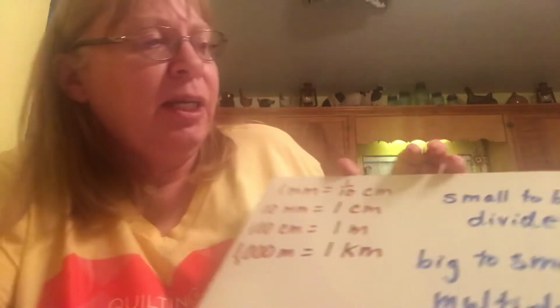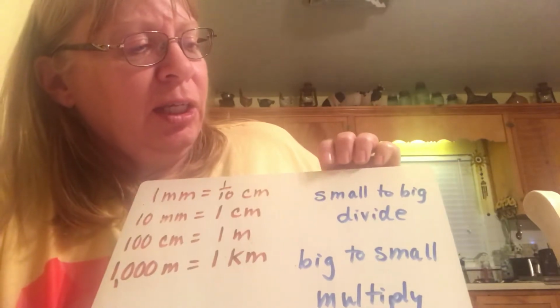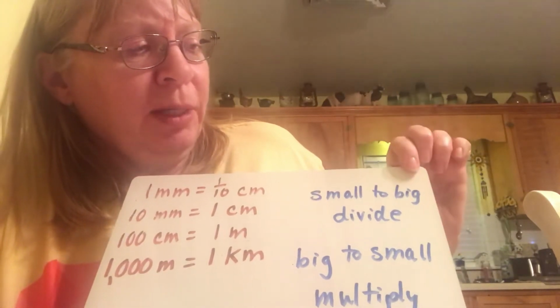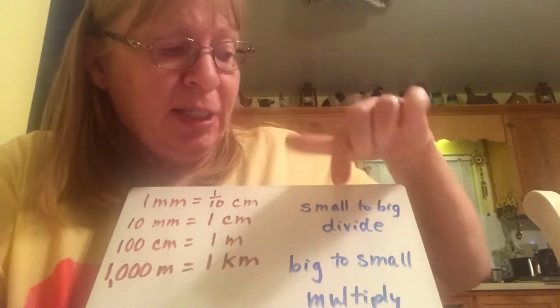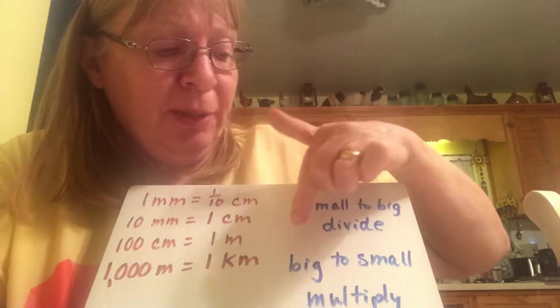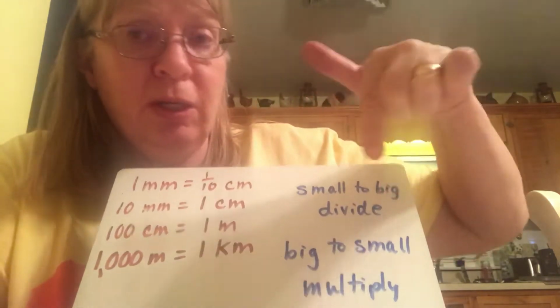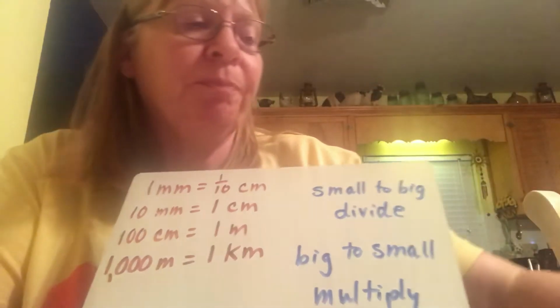Because it takes more of the small ones to make a big one, and that's why we divide. It takes a lot more small ones to make a big one, so if we're going from big to small, we have to multiply to get the right answer. Okay. These are really not that complicated. All right.